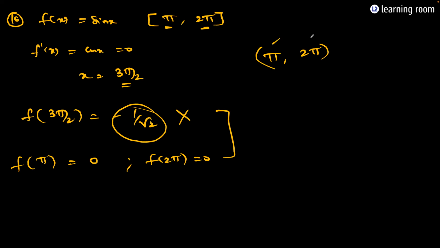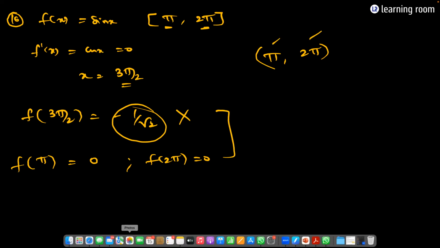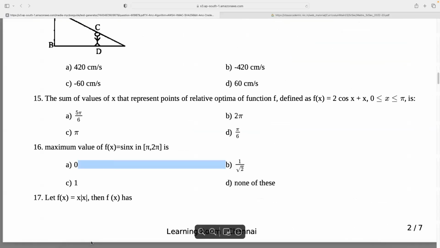For example, had the question been pi to 2 pi, if it is an open interval pi to 2 pi, what is the answer you will report for the same options that are given? None of these. Got it?